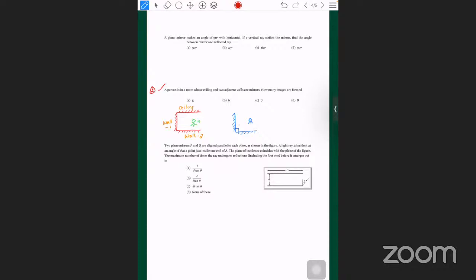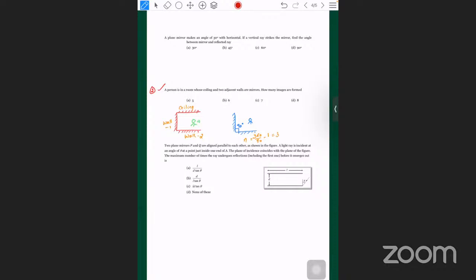Sir, 90. If it is 90 degrees, how many images will be formed? So 3 images. 360 by 90 minus 1, no. Yes, sir. Why am I using theta as 90 degrees? Sir, because the angle between the two plane mirrors is 90, sir. 360 by 90 is 4. 4 minus 1 is 3, sir.